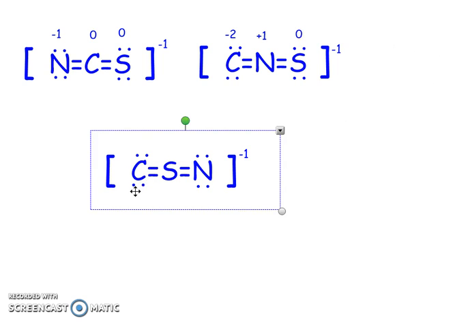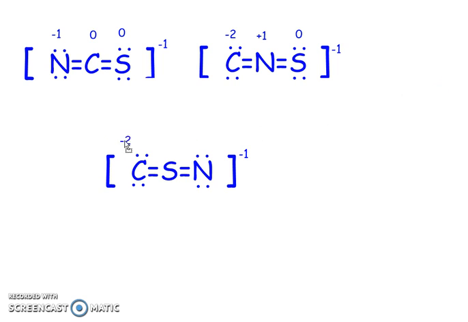Down at the bottom, carbon has 4 valence electrons, minus 4 for the non-bonding electrons, minus 2 for the bonds. The carbon has a -2 formal charge. Sulfur has 6 valence electrons, minus 4 for the bonds. The sulfur is going to have a +2 formal charge. And nitrogen has 5 valence electrons, minus 4 for the non-bonding, minus 2 for the bonds, has a -1 charge.